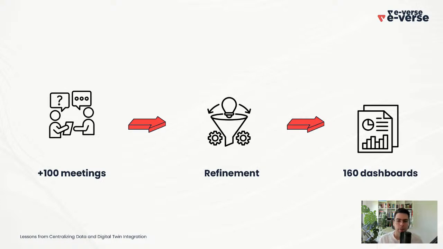So we held more than 100 meetings with different stakeholders in the company. And yes, we repeated many meetings with many stakeholders. And we refined that, and we ended up with 160 dashboards for the whole company. Spoiler alert, this was a huge mistake.